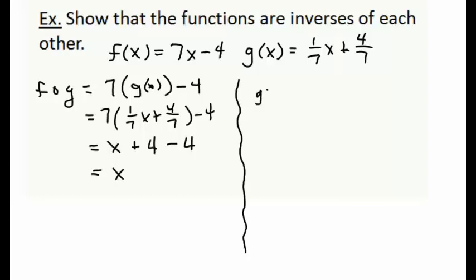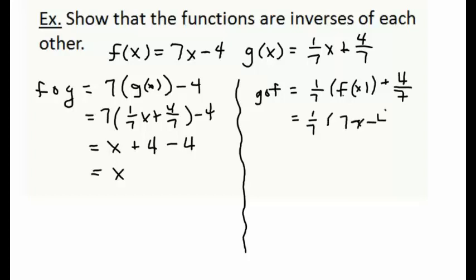Next we move on to g composed with f. This means everywhere we see x in the function g, we're going to substitute in f of x. So we're going to get 1 over 7 times f of x plus 4 over 7, or we get 1 over 7 times 7x minus 4, plus 4 over 7.